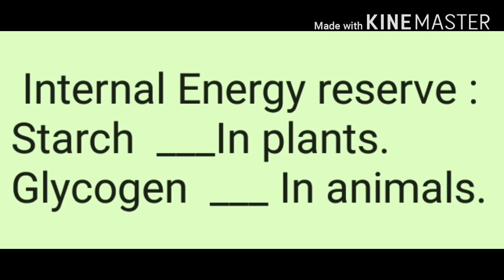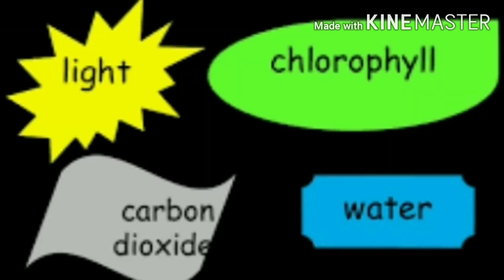Since autotrophic plants are able to produce food, they are also known as producers. Next, requirements for photosynthesis. Photosynthesis requires chlorophyll, carbon dioxide, water, and sunlight.